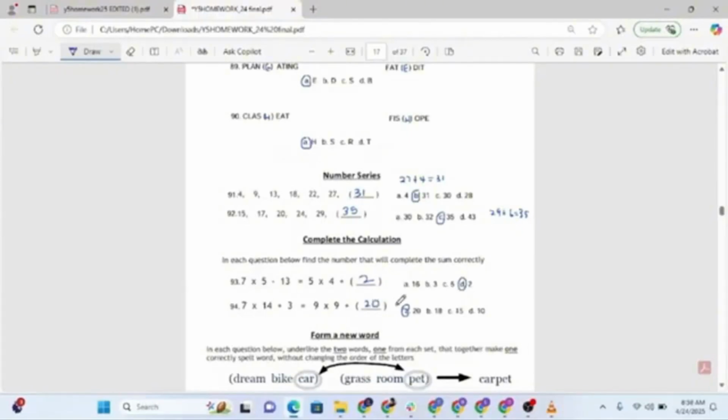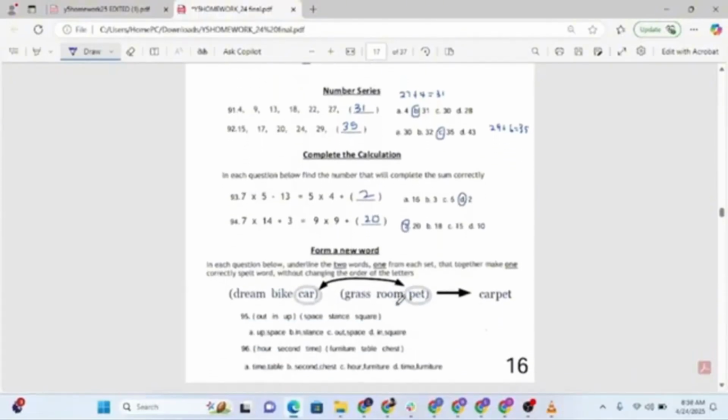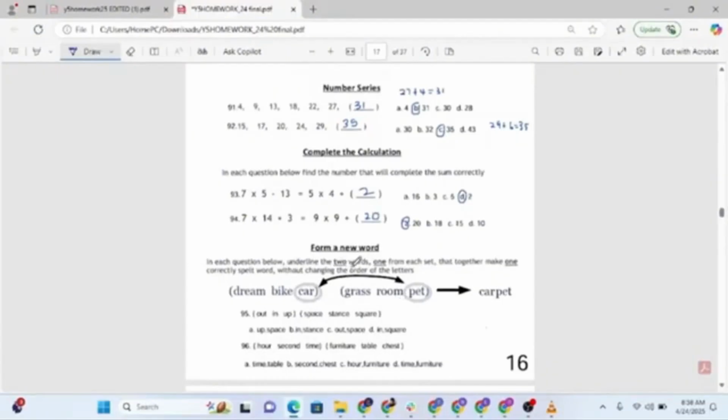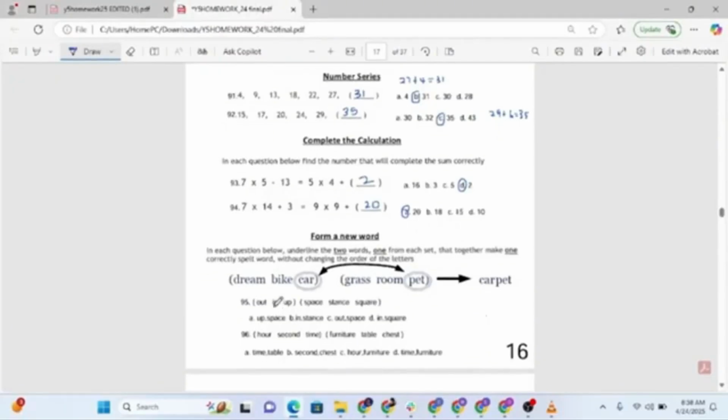Form a new word. In each question below, underline the 2 words, one from each set, that together make one correctly spelt word without changing the order of the letters. Question 95. Form a new word by choosing one word from the first set and one word from the second set. First set: out, in, up. Second set: space, stance, square. The correct answer is option B, in, stance. Explanation. Placing in in front of stance creates the correctly spelled English word instance without changing the order of letters.